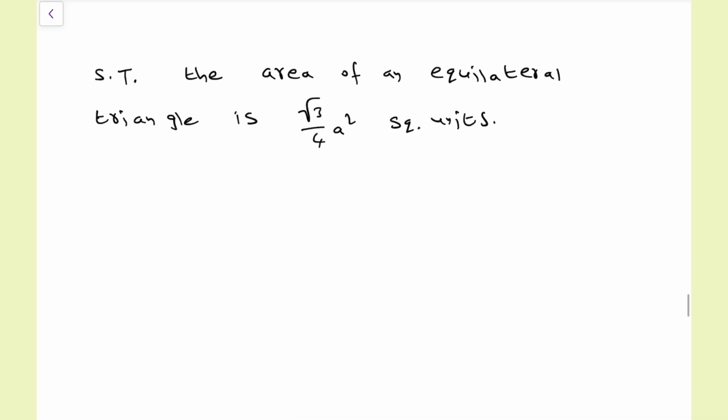Next, the 15th one, or choice question, will be there. Show that the area of an equilateral triangle is root 3 by 4 a square units. So first, let us draw one neat equilateral triangle.